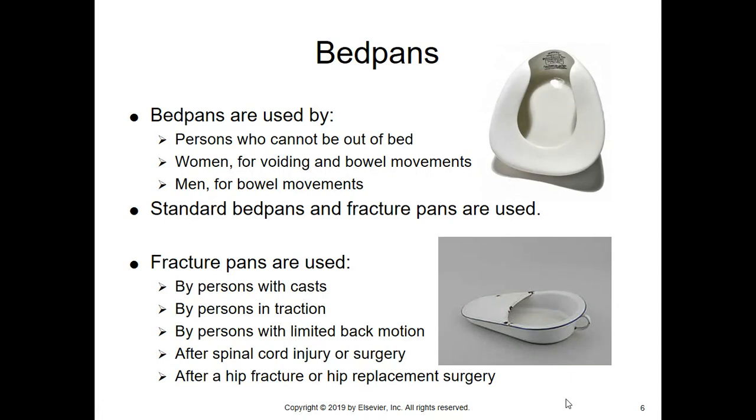There's a good picture to do that on page 298. It shows you how to place a standard bedpan. You can see the big part goes against the buttocks. The smaller part is lower on the body, and then it shows a person sitting on the bedpan on page 298.